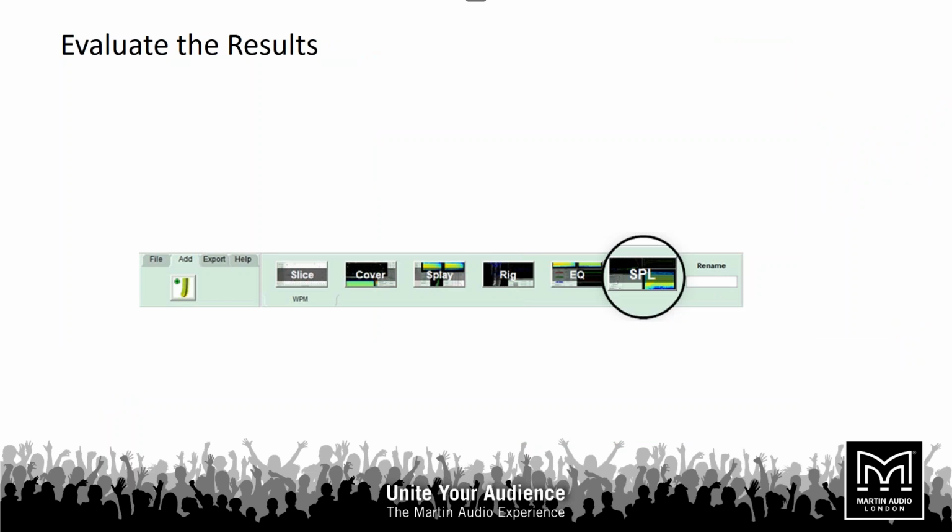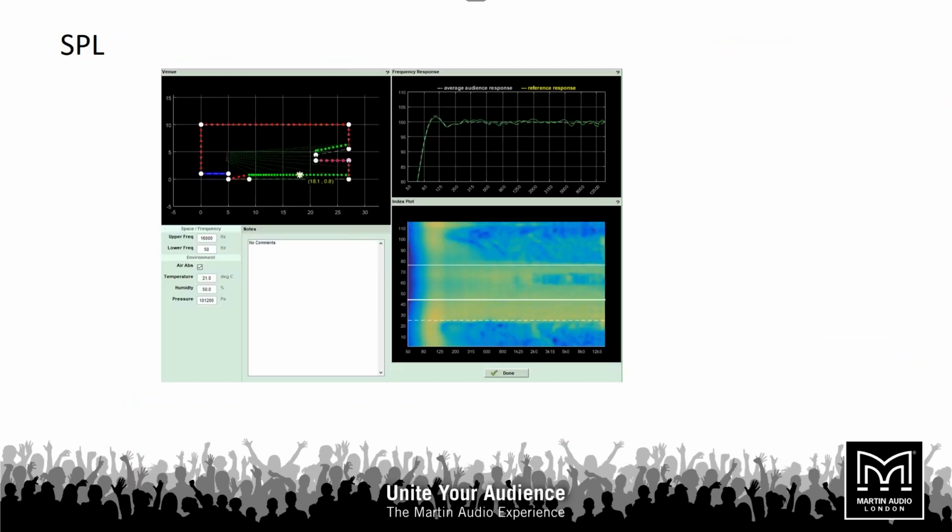So to evaluate the results, we click on the SPL tab. And we can see immediately that the frequency response and SPL targets are very, very consistent through the venue. And here we have a diagram of our venue slice. And this little star here represents a virtual microphone that we can move to any of these points around the room and see how the array is behaving.